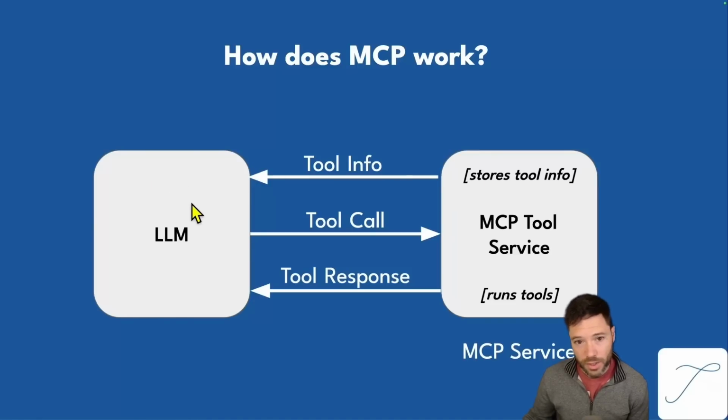You can ask a question, add Ronan to this GitHub repo, and the LLM will make a tool call. And now the tool call will go to MCP tool service, and that's where it'll be actioned. So Ronan will be added to the repo, and then there'll be a response saying Ronan was added to the repo, and that will go back to the LLM into the tool response bucket of the context window, and then the LLM will continue chatting.